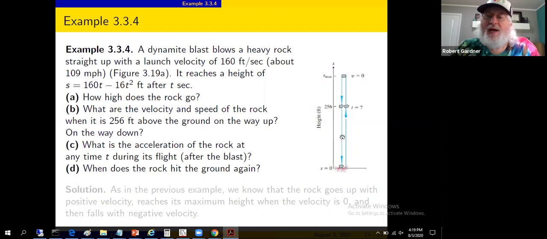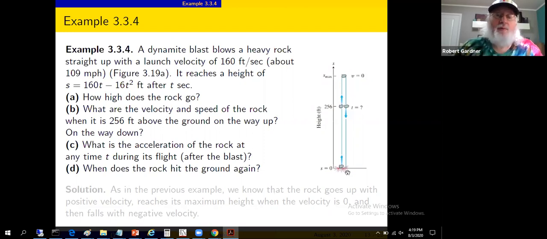So it reaches a height of 256 feet apparently on the way up. It goes higher than that apparently. I don't know, we have to crunch the numbers. It turns around, comes back down, and it reaches a height of 256 feet again. We'll want to figure out when that is, probably. What's the acceleration of the rock at any time t during its flight? And when does the rock hit the ground again? These last two are actually the easier ones to answer, but here's what happens. So up, stops, back down.